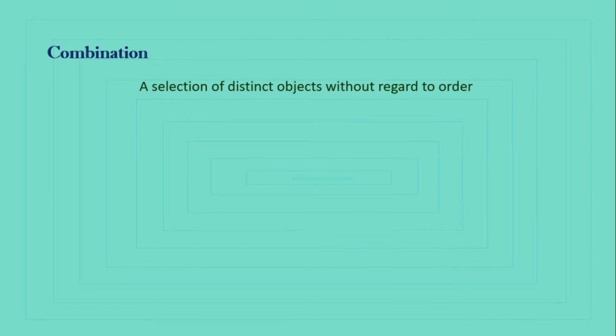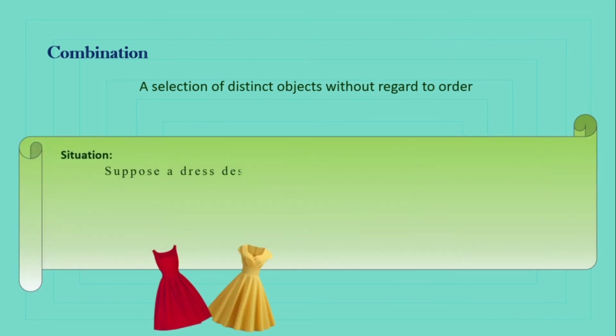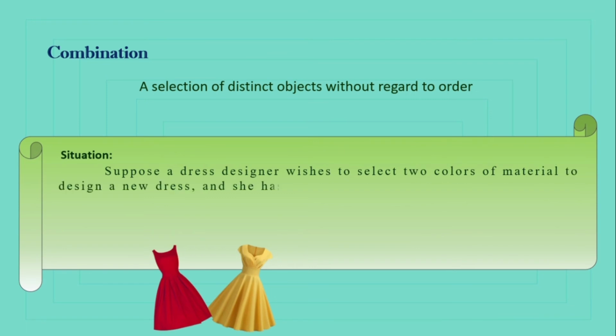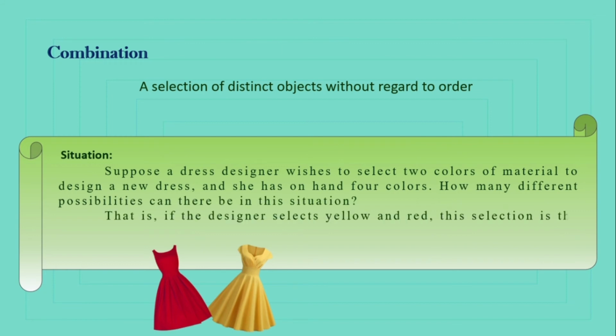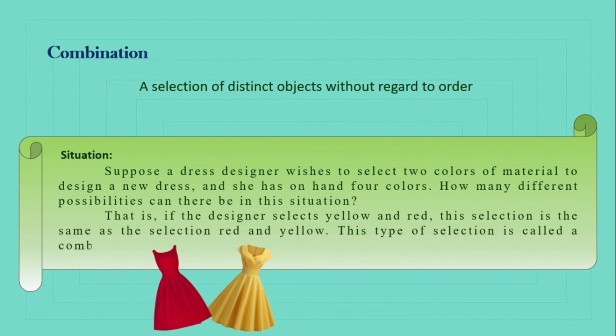Combination rule. A combination is a selection of distinct objects without regard to order. We have here a situation. Suppose a dress designer wishes to select 2 colors of materials to design a new dress and has on hand 4 colors. How many different possibilities can there be in this situation?